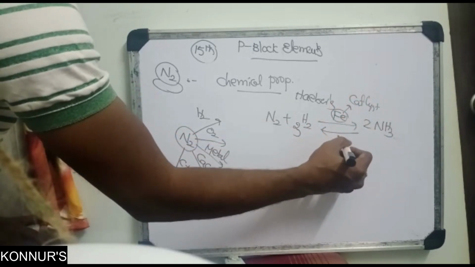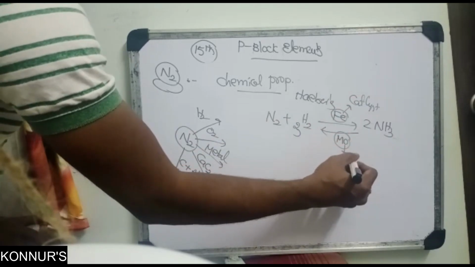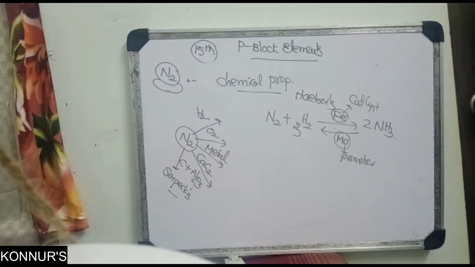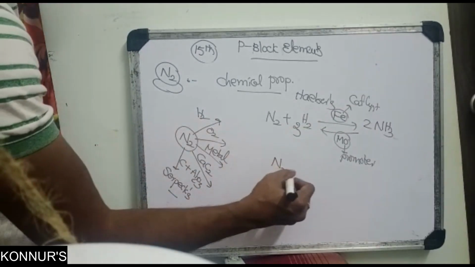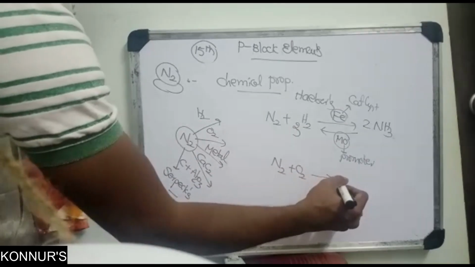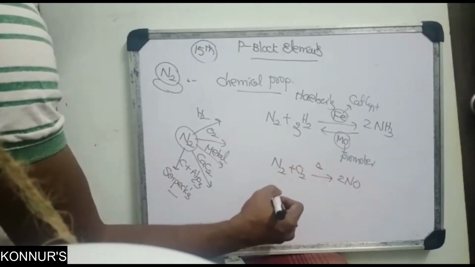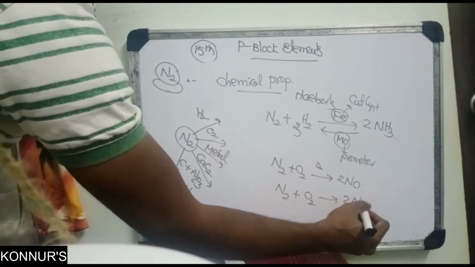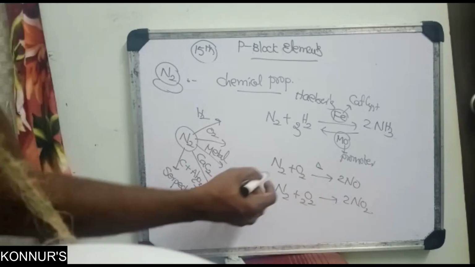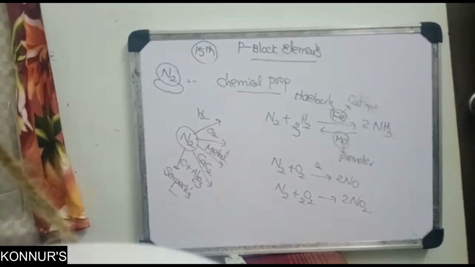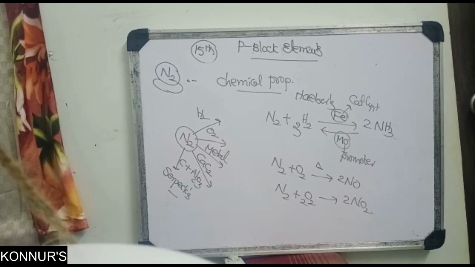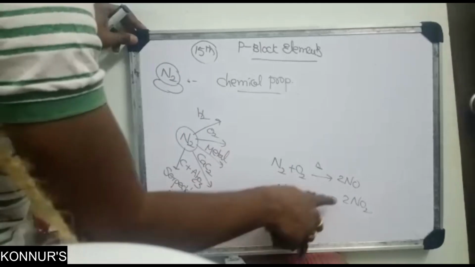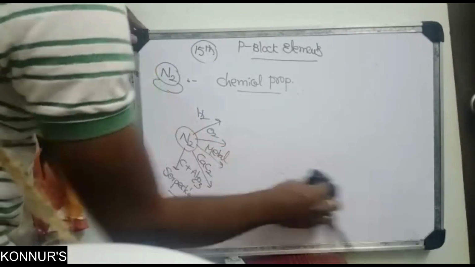Next, molybdenum is the promoter. So Haber's process. Next, nitrogen treated with oxygen. N2 plus O2 gives rise to NO. Otherwise, N2 plus O2, so 2NO2. So 2 moles. 1:1 ratio, 1:2 ratio at different temperatures. So you can get that one. Next, this is what? Nitric oxide, nitrogen dioxide.